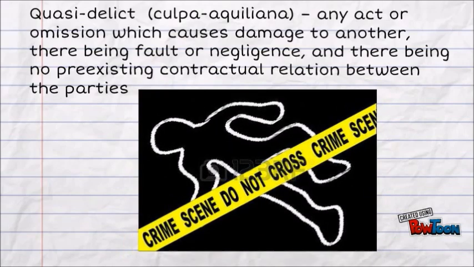Quasi-delict, also known as culpa aquiliana, is any act or omission which causes damage to another, there being fault or negligence and there being no pre-existing relation between the parties.